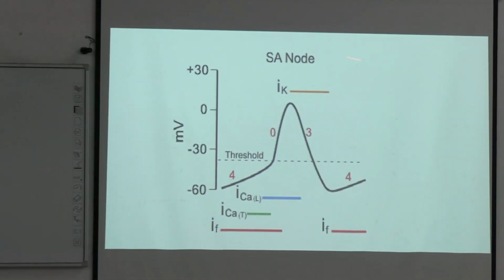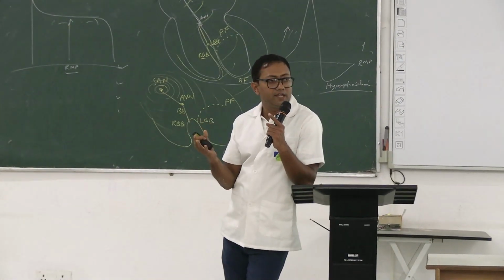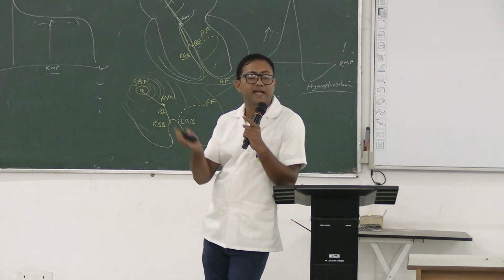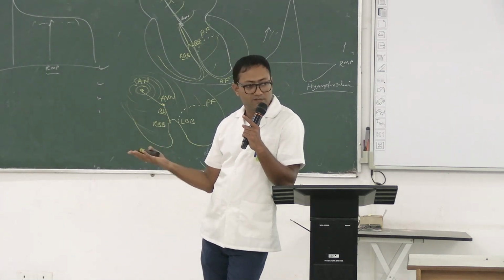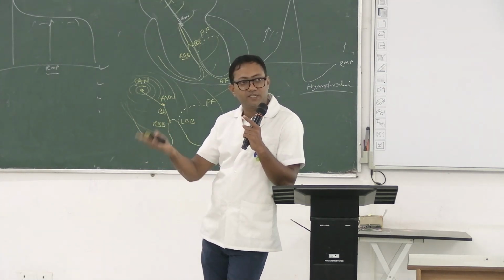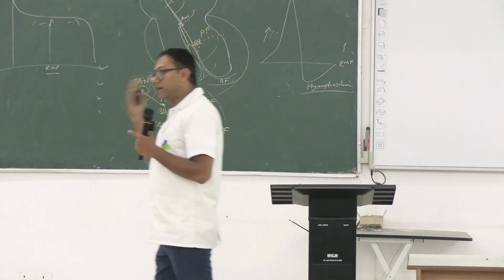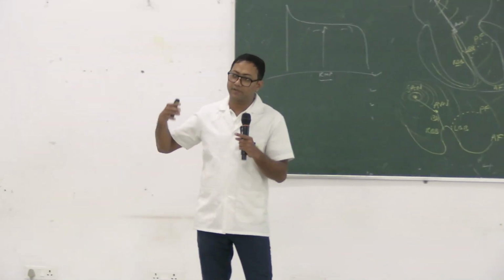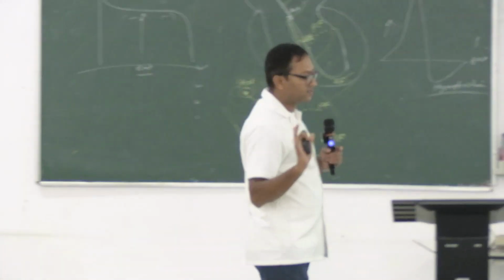Okay, so if this question comes in your examination, write the ionic basis of action potential in SA node. Or the question may come as write the ionic basis of slow response action potential. Same answer. Because the action potential which is happening in the SA node is slow response, right? So both answers are same.